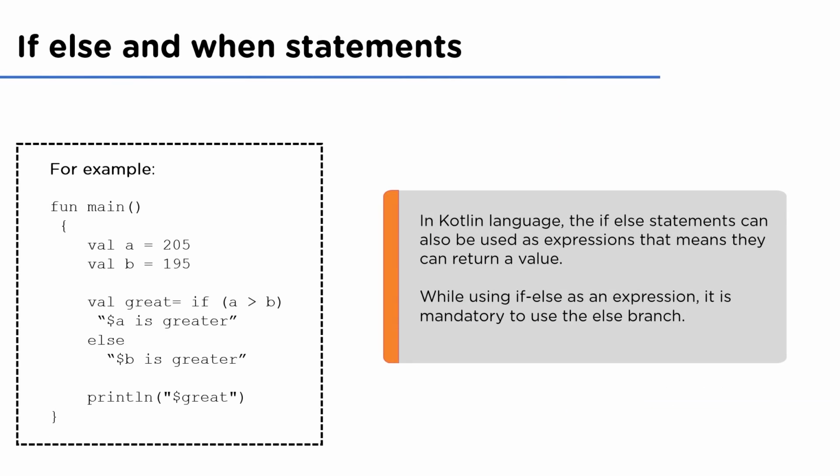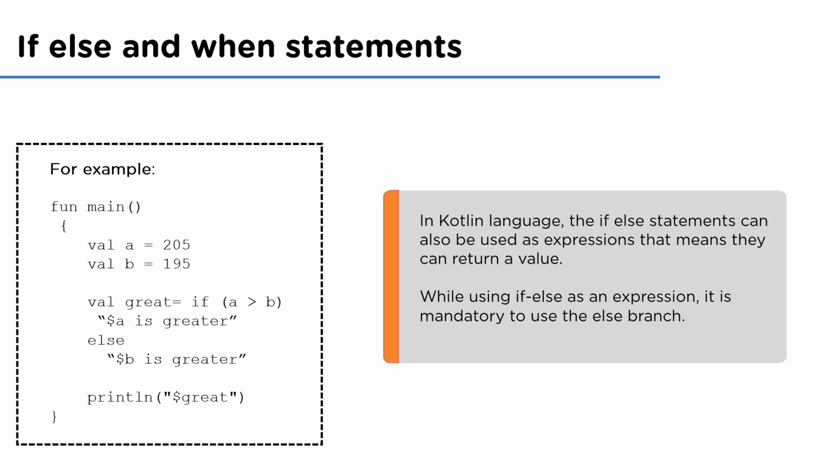If is used with a condition. If that condition is true, then the block of code executes, and if the condition is not true or false, then the else block executes. Now in Kotlin language, the if-else statements can also be used as expressions. That means they can return a value. While using if-else as an expression, it is mandatory to use the else branch.